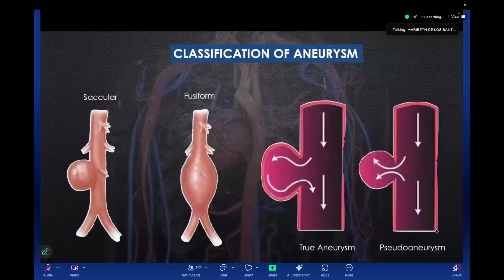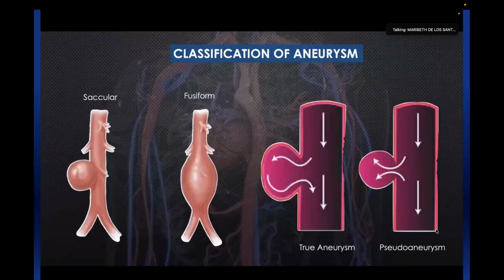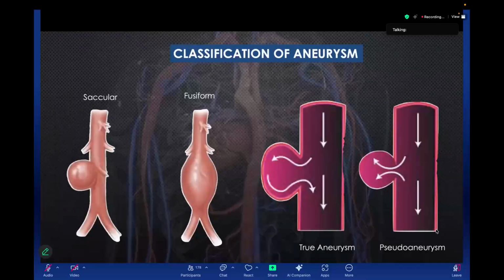So there are several classifications of aneurysm. So we have fusiform aneurysm, which affects the entire circumference of a segment of the blood vessel, resulting in a diffusely dilated artery.